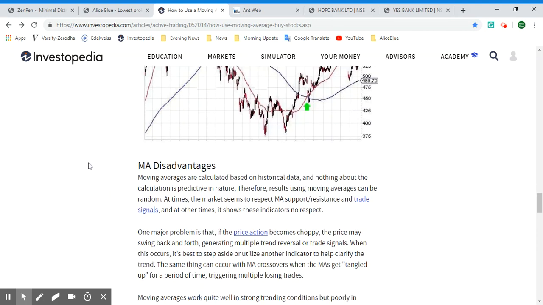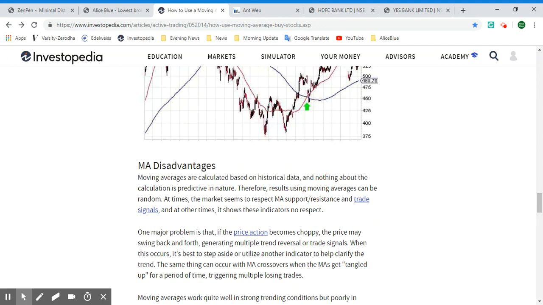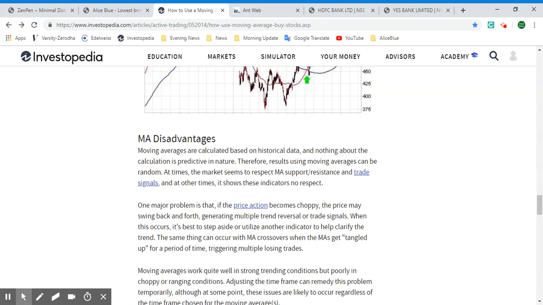So now let's look at some of the disadvantages of moving averages. Moving averages are calculated based on historical data. So nothing about the calculation is predictive. So the results using the moving average can be random. At times, the market seems to respect the moving average support or resistance and trend signals. At other times, it shows these indicators no respect.